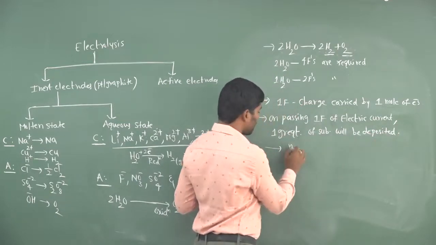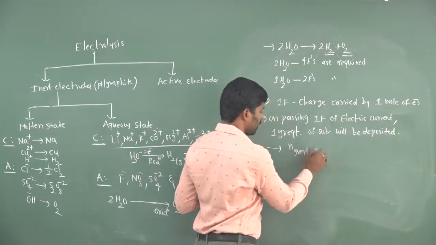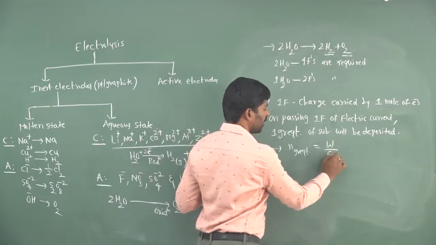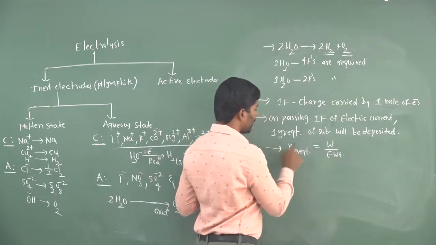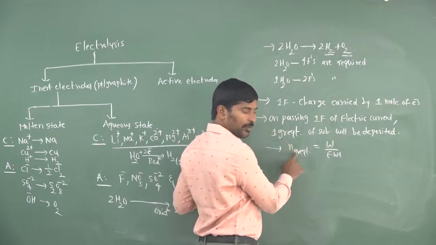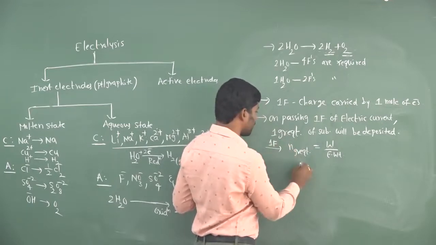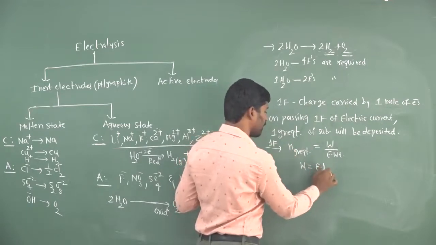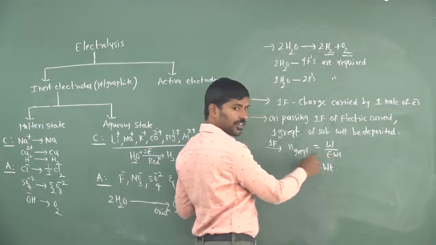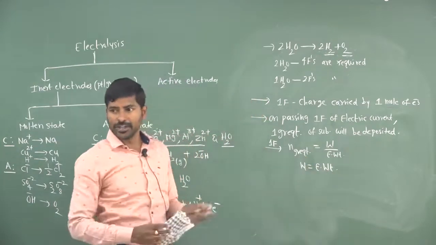The number of gram equivalents is equal to weight by equivalent weight. So the number of gram equivalents is 1. That means if you pass 1 Faraday of electric current, the weight of substance deposited is nothing but its equivalent weight.